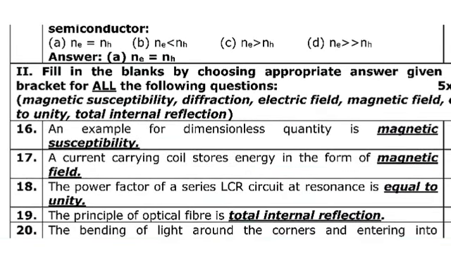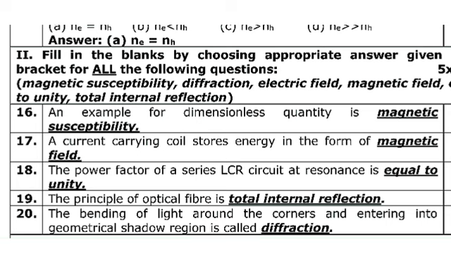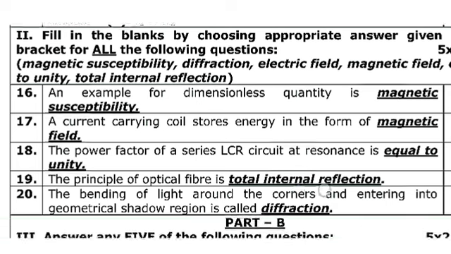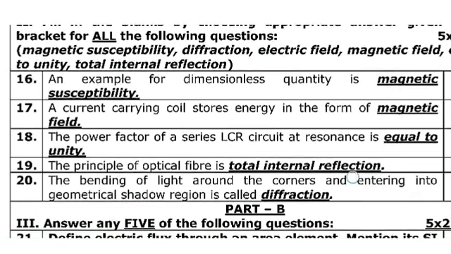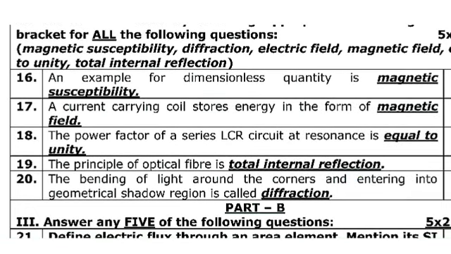Next, fill in the blanks. First one, an example for dimensionless quantity is magnetic stability. Question number 17. A current carrying coil stores energy in the form of magnetic field. Question number 18. The power factor of a series LCR circuit at resonance is equal to unity.